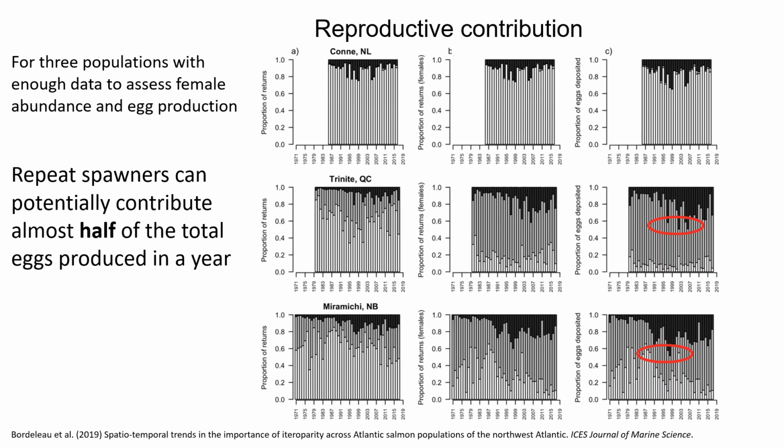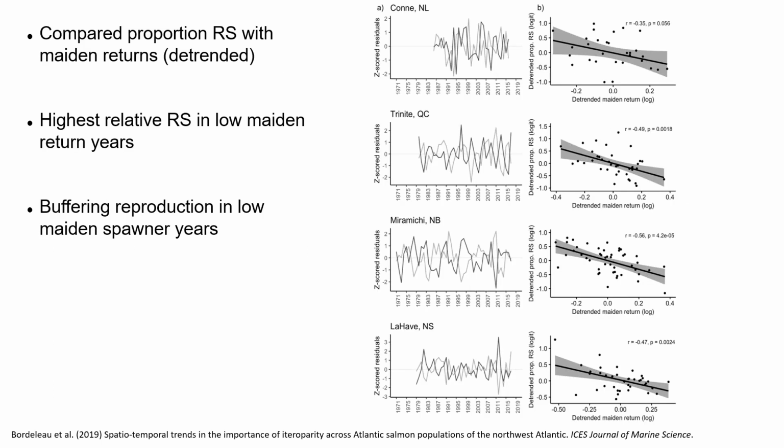And when we looked at this in a bit more detail, we found that, as you would kind of expect, in years with low maiden returns, you tend to have a higher proportion of repeat spawners. And it seems like the repeat spawners act as a way of buffering reproduction in low maiden spawner years. So maiden abundance could be quite variable, but the variability of repeat spawners might be much less, and therefore we see more repeat spawners in those low maiden spawner years.